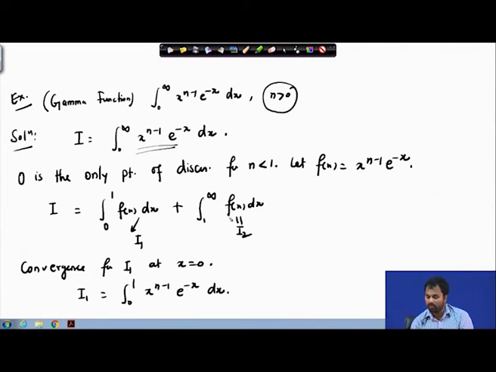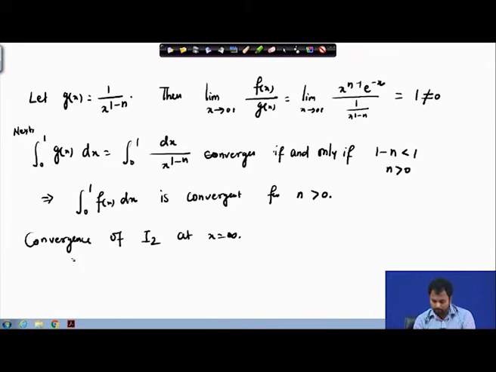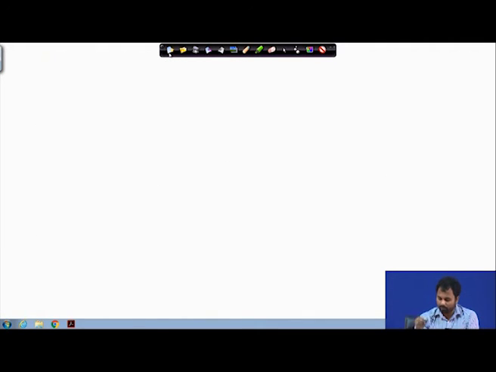The function is always defined, because even if n is less than 1, this function will never have a point of infinite discontinuity in that interval 1 to infinity. So, our I 2 is the integral from 1 to infinity of x to the power n minus 1 e to the power minus x dx.